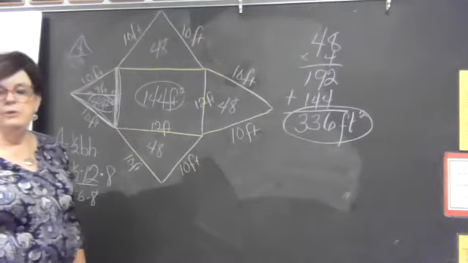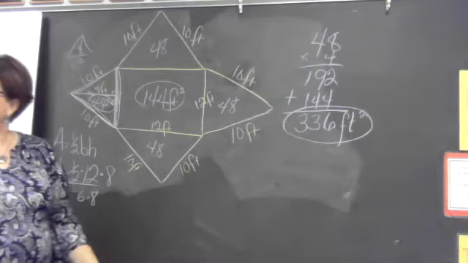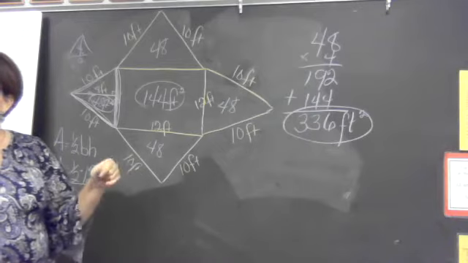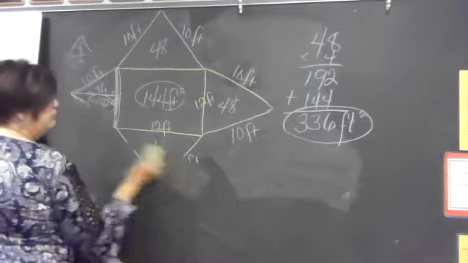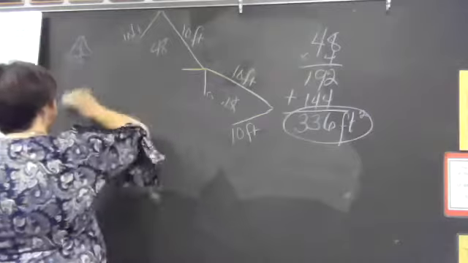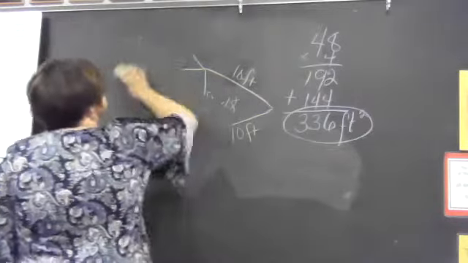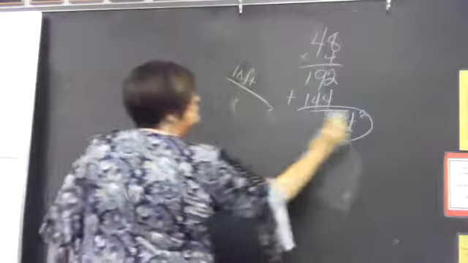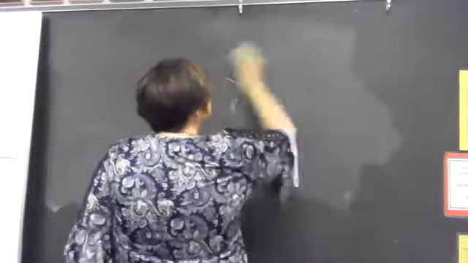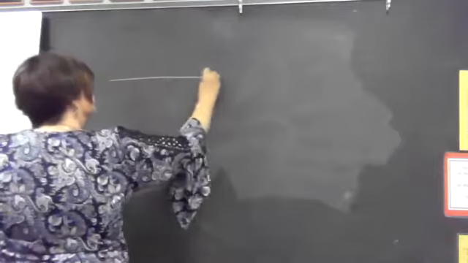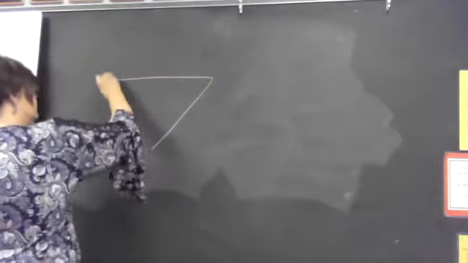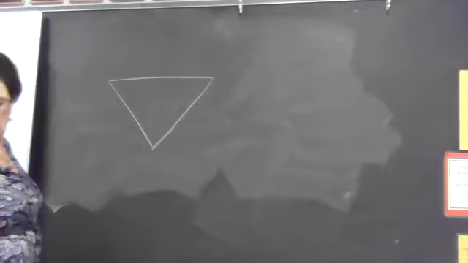The next two are not harder, but they have an added step. So let's look at number 3. Those of you that don't have a paper, I'll attempt to draw. And we're going to, again, find the surface area. We're doing number 3.